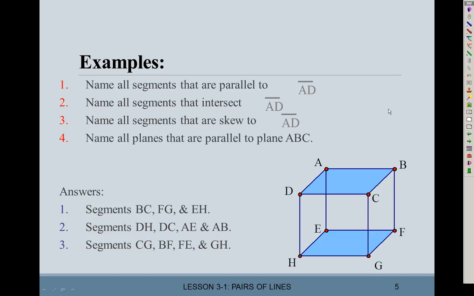And what about a plane that's parallel to plane ABC? Well, plane ABC is the top blue plane. The only plane here that's parallel to that is the bottom one, which is plane FGH.